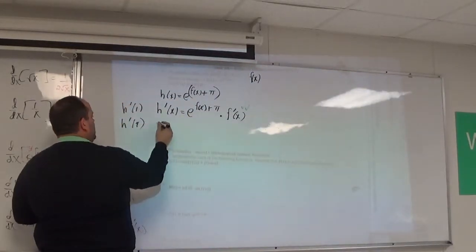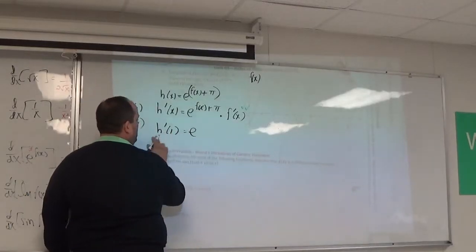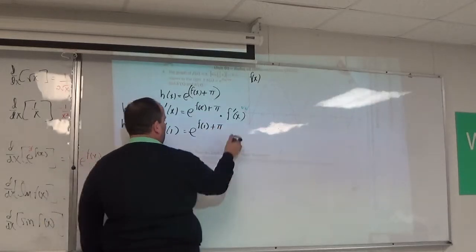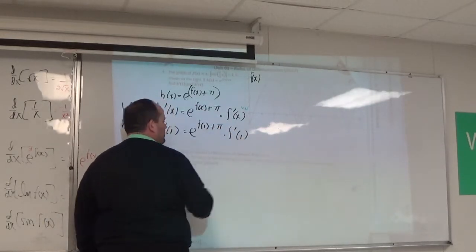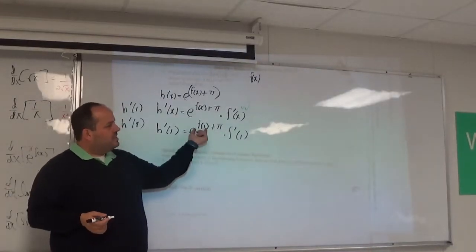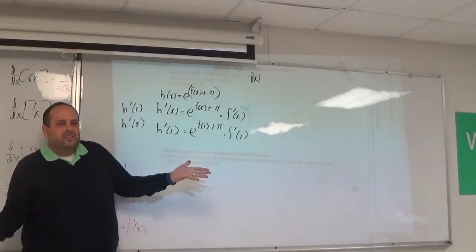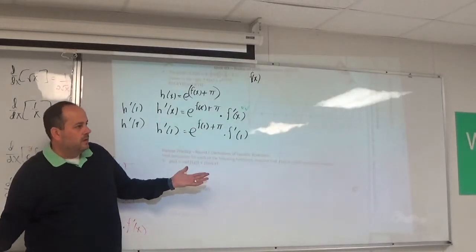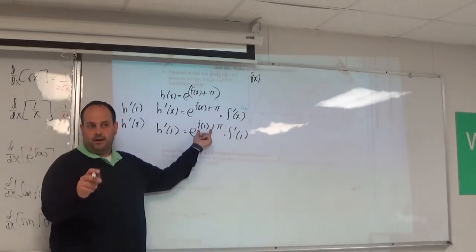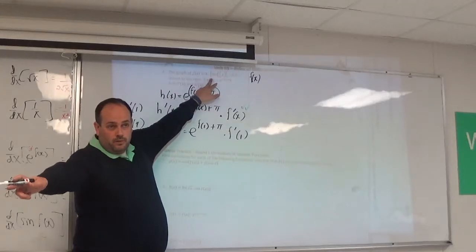Okay. Now I need h prime of 1, and I know we're running low on time. H prime of 1, you're just going to plug in 1. E to the f of 1 plus pi times f prime of 1. I need f of 1. Where's f of 1 coming from? You could plug it into the equation. Or you can look on the graph.